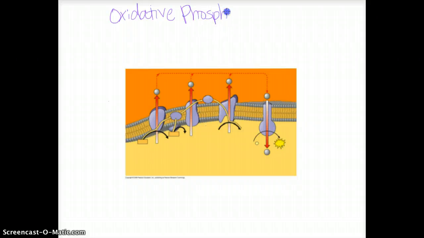And in general, the entire process is called oxidative phosphorylation. We'll talk about the name oxidative phosphorylation in just a little bit. It should make sense by the end that we're using oxygen to power the production of ATP, which is what the term phosphorylation is referring to.